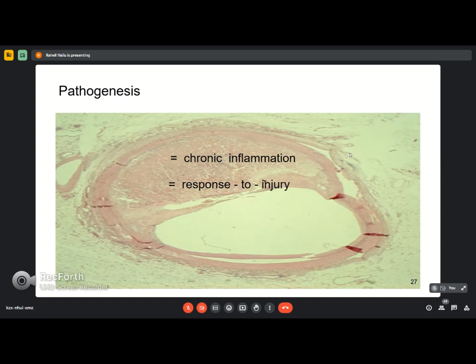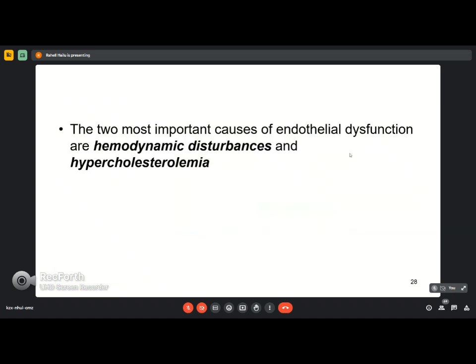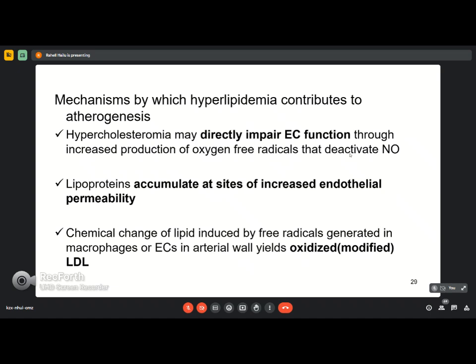So we'll just see the pathogenesis progressively. The pathogenesis is that it is a chronic inflammation. We started that. It's a specific type of chronic inflammation, and it is a response to an injury. And that injury is mostly due to endothelial dysfunction, and that's mostly due to hemodynamic disturbances or some form of hypercholesterolemia.